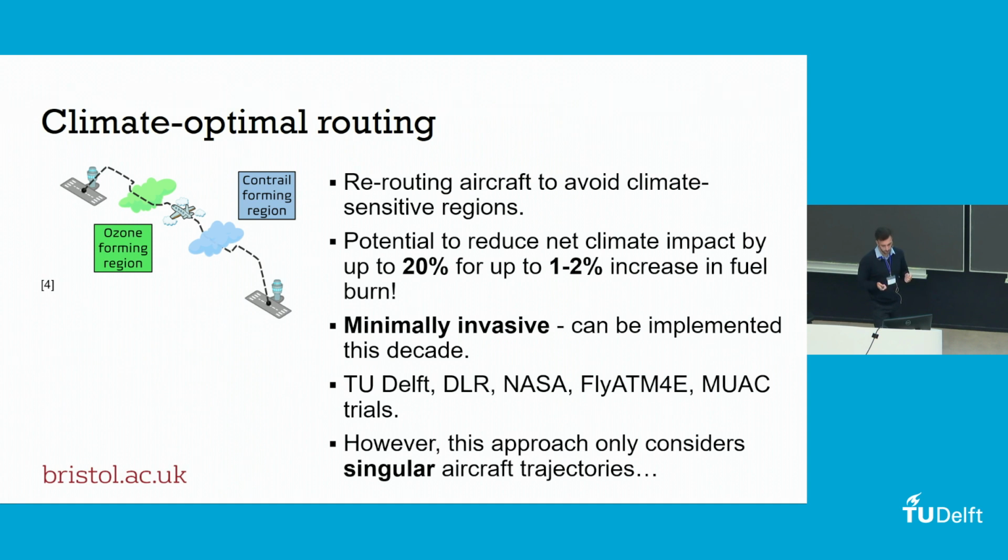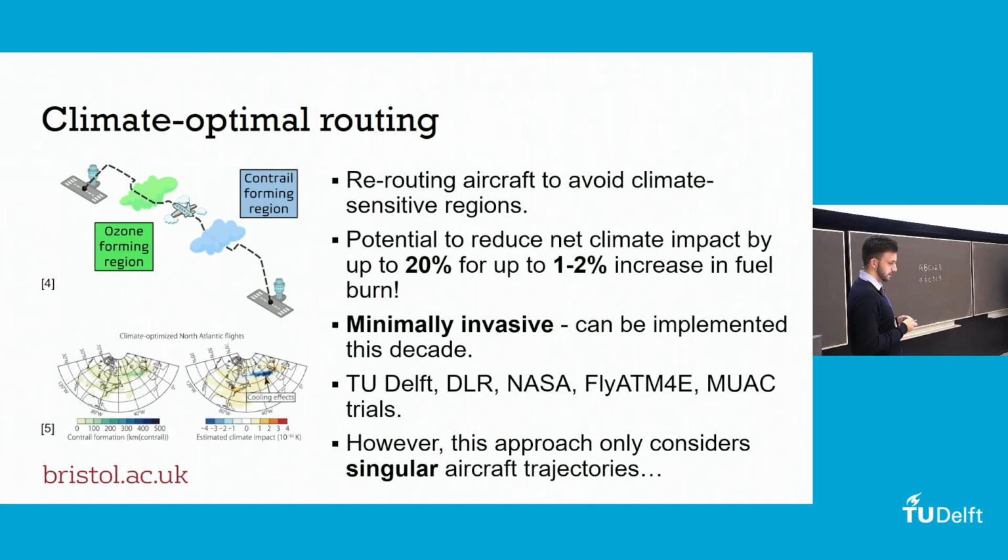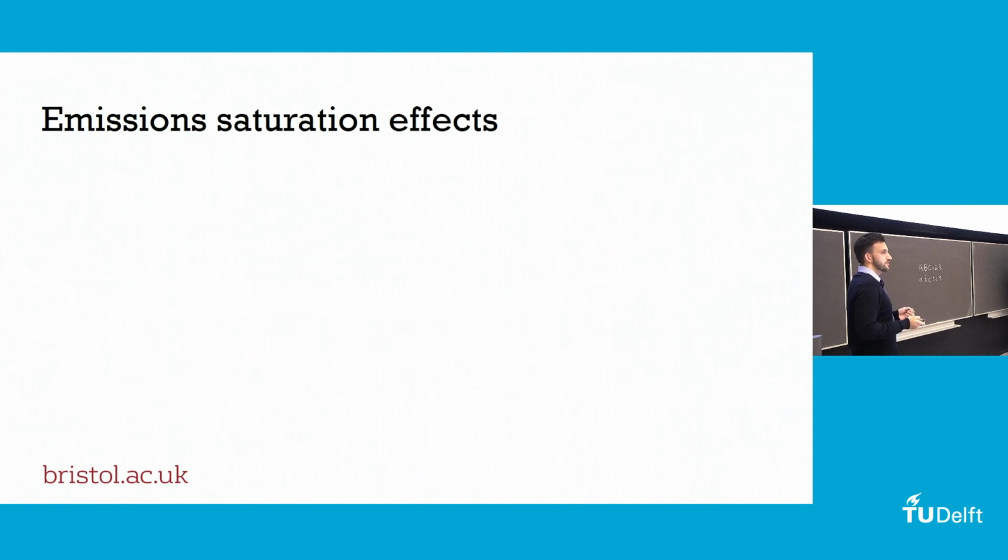However, this approach really only considers the singular aircraft trajectories. So it doesn't really think about what is the state of the airspace in terms of the aircraft that are flying around in the same area. So I'm going to go on to explain why this might be a bit of an issue.